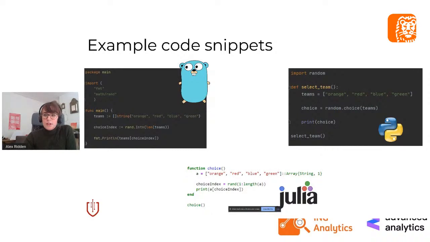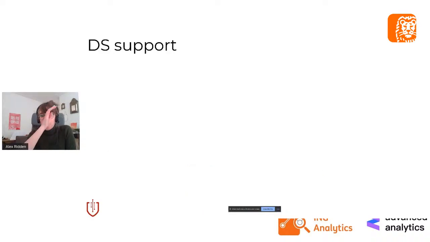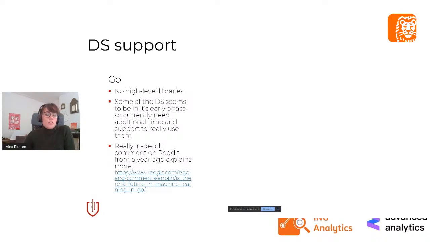Okay, and then onto my final criteria, which was data science support. And this is where Go fails miserably at the moment. I think there's a lot of academic debate about whether we should be building our data science models from scratch or using a few tools. But the fact of the matter is that there's a reason Python scikit-learn is so popular, and it's because you can try out models that you maybe haven't tried before. You can also see loads of nice examples, and it's very quick to implement stuff that you have used before.